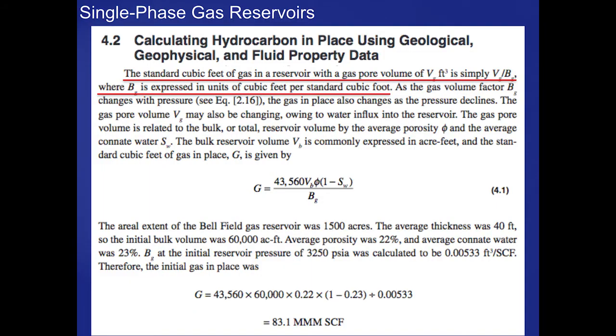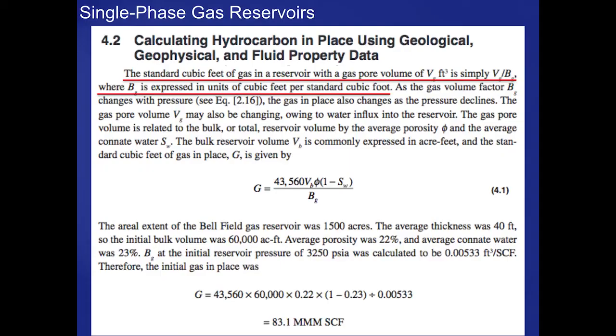The standard cubic feet of gas in the reservoir is given by this expression in this first slide here. V sub G will be the gas pore volume. If we divide that by the gas formation volume factor that we defined in Chapter 2 of the text, we can express the gas pore volume in standard cubic feet. The gas pore volume is related to the bulk or total volume of the reservoir with the average porosity and the average connate water saturation. In this expression 4.1, you can see the expression for capital G, the gas in place.